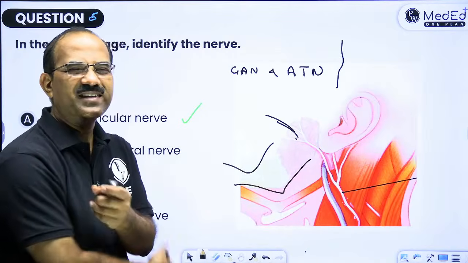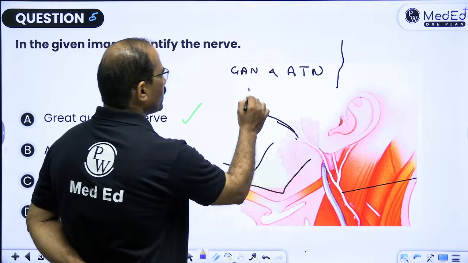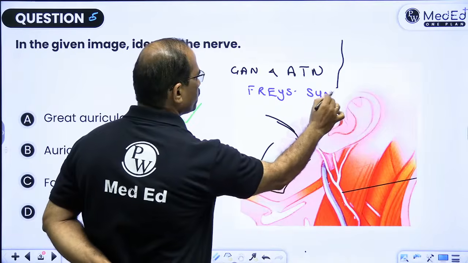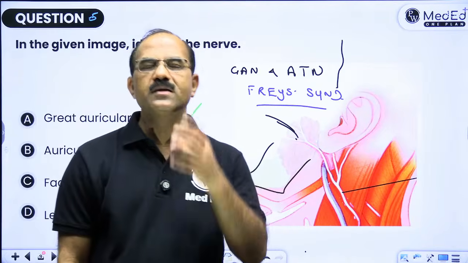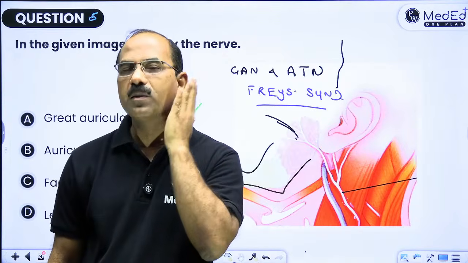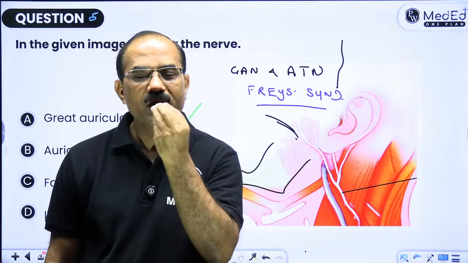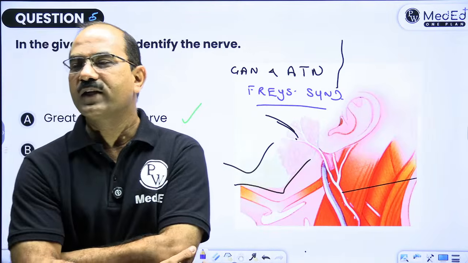What is that? Any guesses? This is what we call Frey syndrome. So what is Frey syndrome? Frey syndrome is the sweating of the skin over the parotid gland during food, during salivation. That is Frey syndrome.